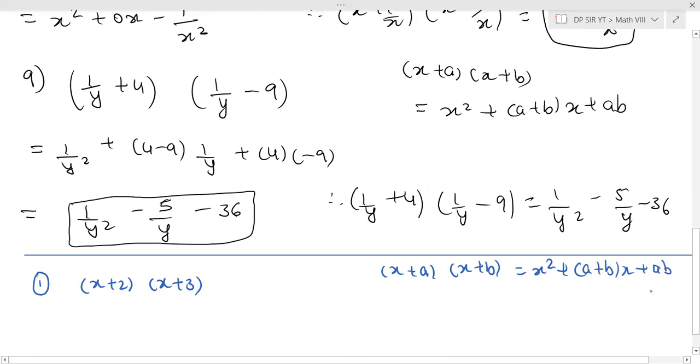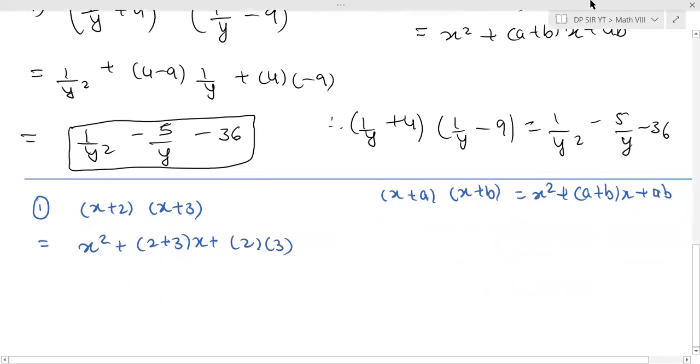क्यों लिखने का, so that कोई टर्म मिस ना हो जाए या कुछ गड़बड़ हो जाए तो पता चले अपने को. So here it is going to be x square plus (a plus b), so 2 plus 3 x plus ab, so 2 into 3. ठीक है. This question is very simple, extremely simple question. ठीक है. So don't worry.